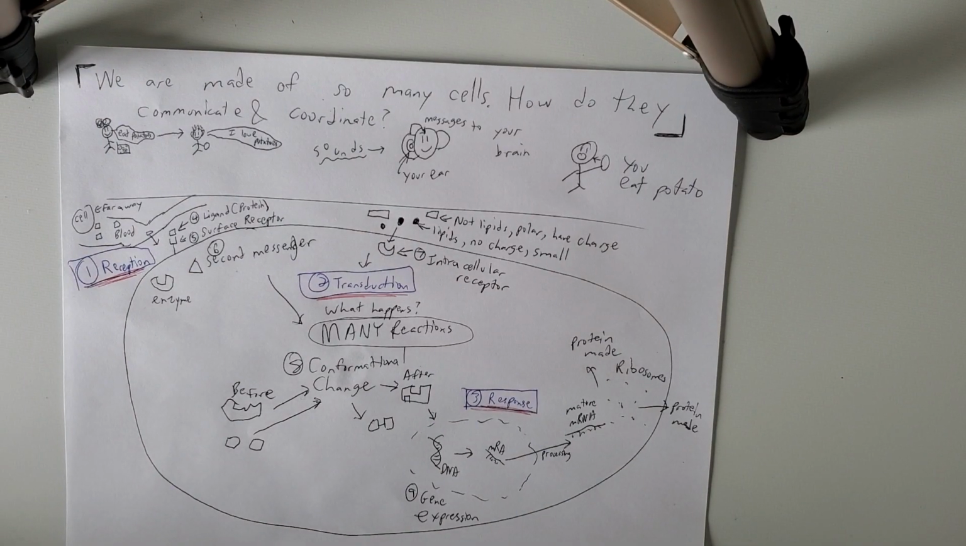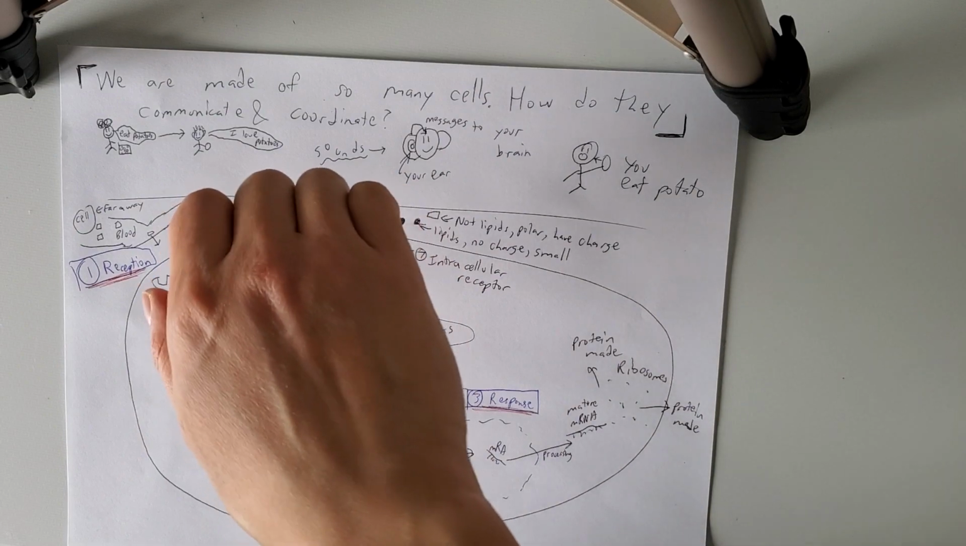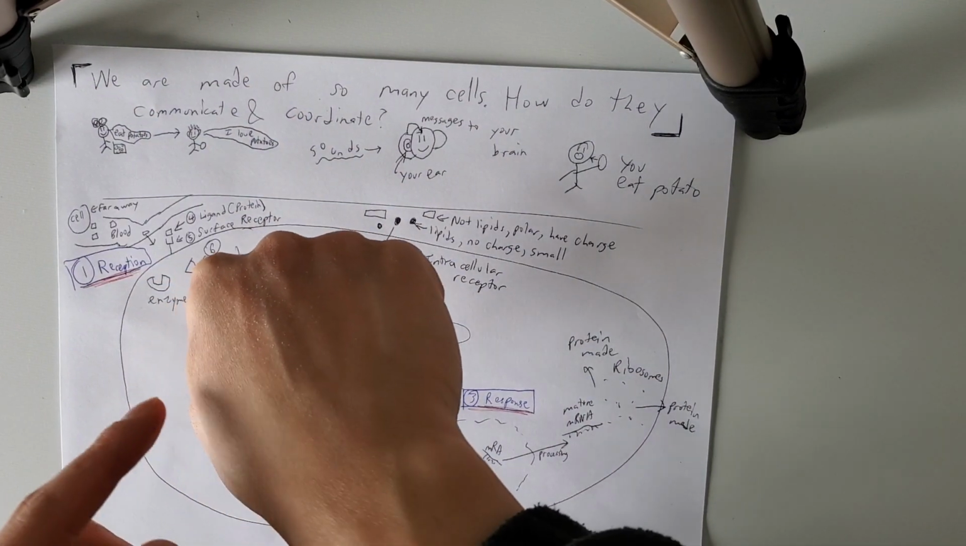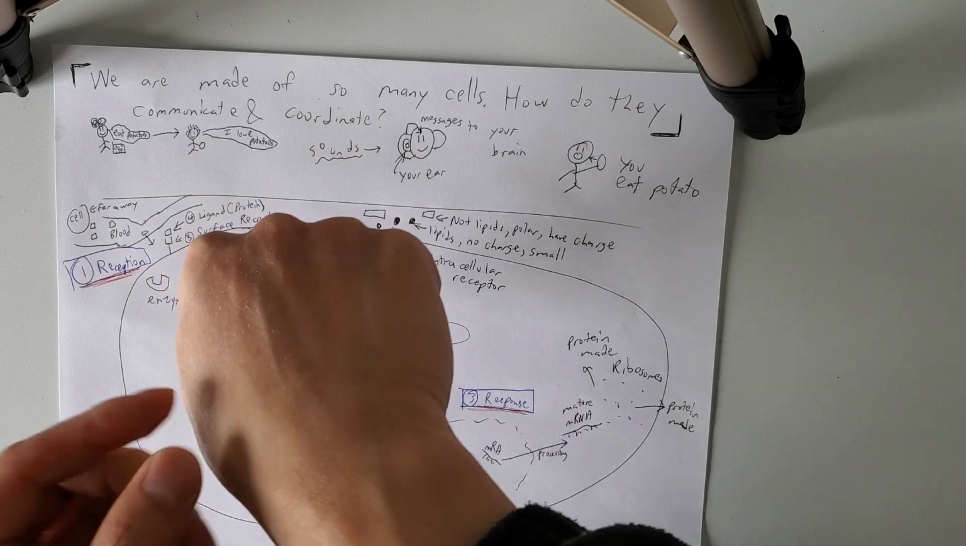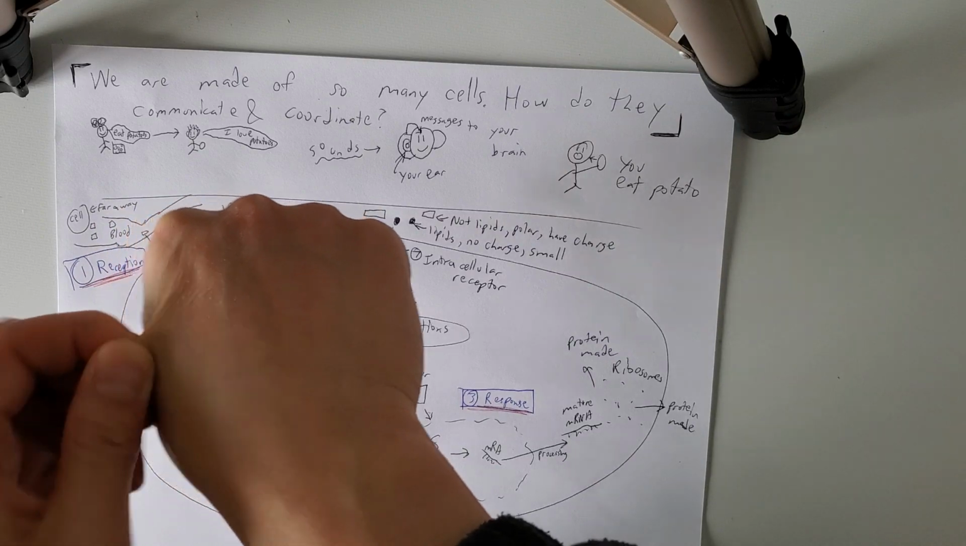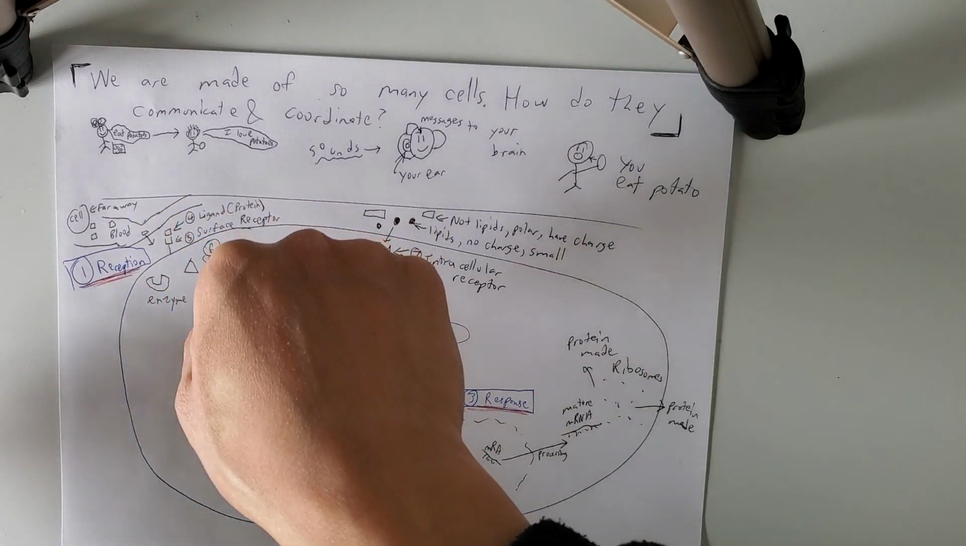Okay, so in this video, we're going to talk about how our cells talk to each other. We're made of so many cells. How do our cells communicate and coordinate? So the skin cells here, when you pinch your skin, you feel the pinching sensation. How does that message go from all the way over here, all the way to your brain?